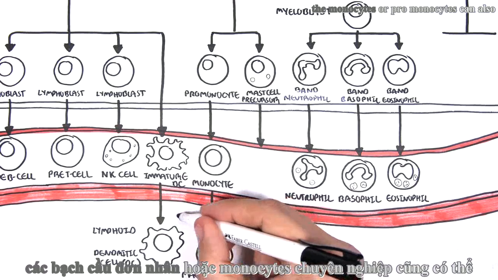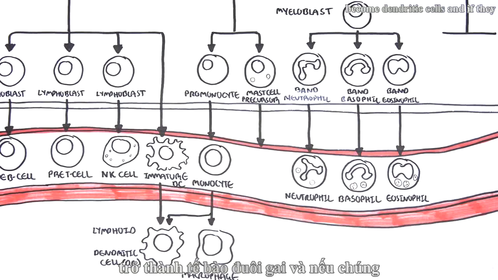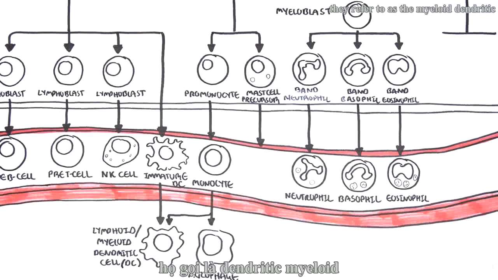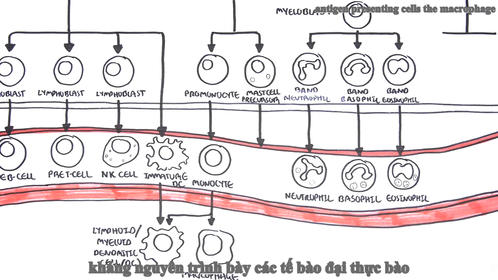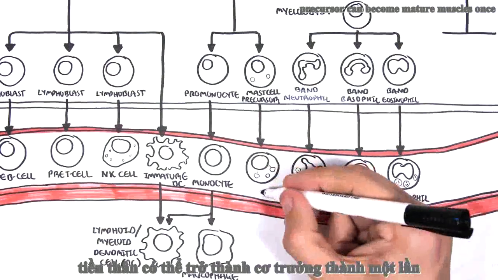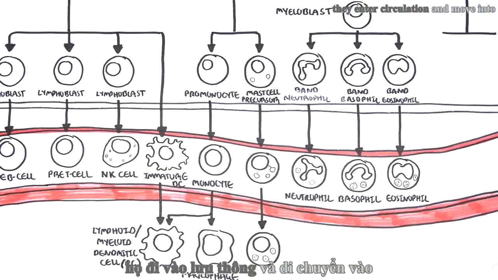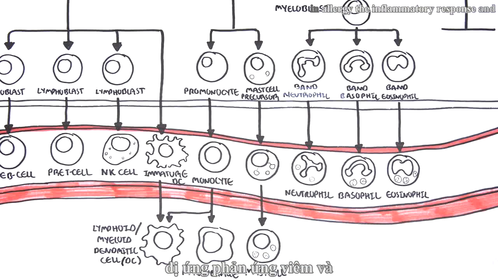The monocytes or pro-monocytes can also become dendritic cells. And if they become dendritic cells in the tissue, they are referred to as myeloid dendritic cells. So again, we have two important antigen-presenting cells, the macrophage and the dendritic cell. The mast cell precursor can become mature mast cells once they enter circulation and move into tissues. Mast cells are very important cells in allergy, the inflammatory response, and hypersensitivity.